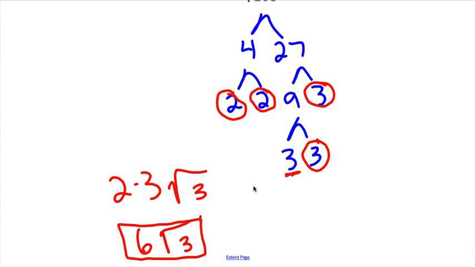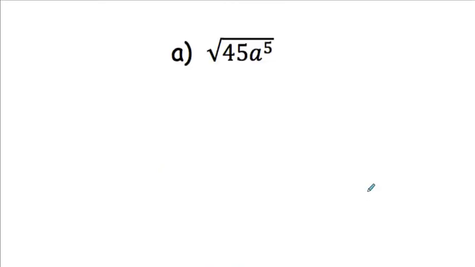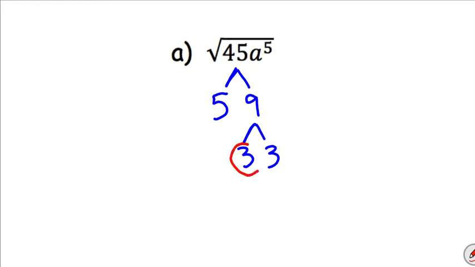All right, so what is different from today in comparison to those problems is we now are throwing some variables in here, okay? So it doesn't make it a whole lot different. We're going to start it off the same way. I'm going to say 45, break it apart into two numbers. So I know 45 is 5 and 9. 5 I can't do anything with, but 9 is 3 and 3. All right, I haven't done anything new yet. This is all review. So far it's all review, okay?